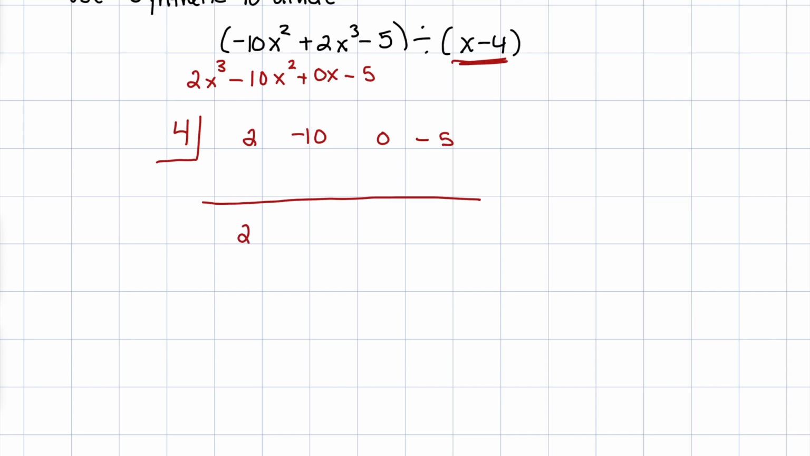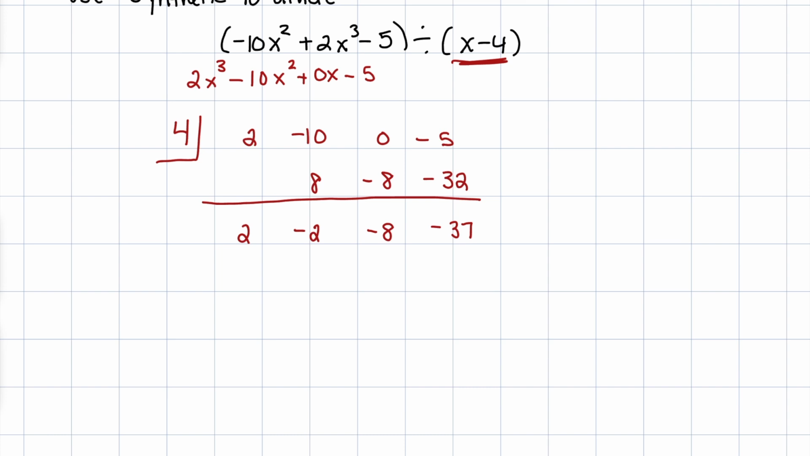Let's bring down the 2, and let's start our little game. So we bring down the 2. 2 times 4 gives me 8. 8 plus negative 10 gives me negative 2. Negative 2 times 4 gives me minus 8. Minus 8 plus 0 gives me minus 8. Minus 8 times 4 gives me negative 32. And negative 32 plus negative 5 gives me negative 37.